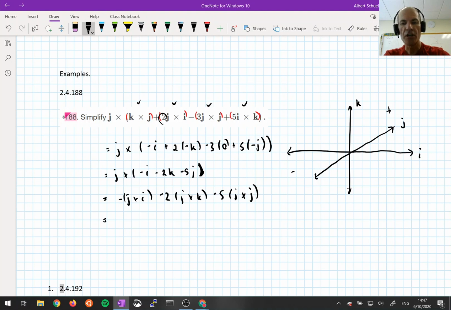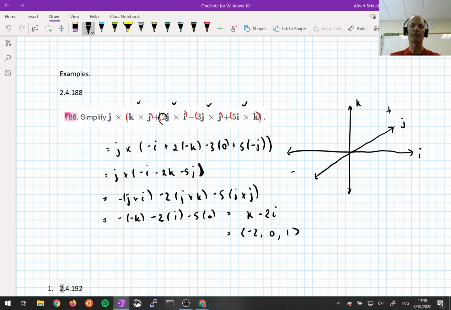Let's repeat this process. J cross I, fingers along positive J, palm along positive I. That's going to give me negative K. Minus 2, J cross K, fingers along positive J, palm along positive K, thumb, positive I. And finally, J cross J, 0. All right, we're getting there. We have K minus 2I, like that. And if we wrote that in component form, that would be negative 2, 0, 1, just like that.